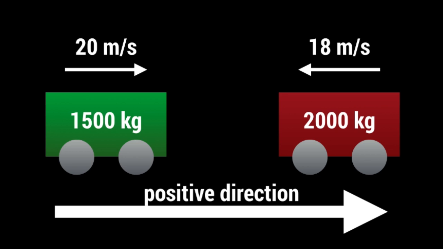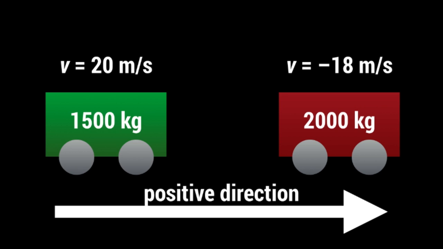So if we consider this direction to be the positive direction, we know that the green car is moving to the right, which is in the positive direction, so we can say that it's moving at a positive velocity. However, the red car is moving in the opposite of the positive direction, to the left. That means that we can say that it's moving at a negative velocity, or negative 18 meters per second.